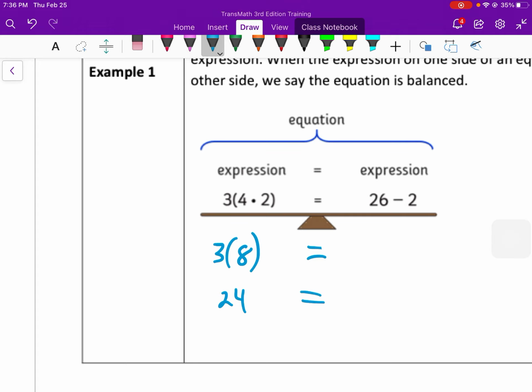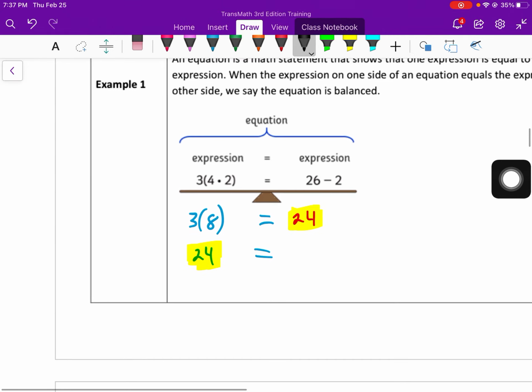Now let's check and see if it's equal on this side. Our final answer is 24, so we should get 24 on this side for it to be balanced. 26 minus 2, the difference will be 24. So those are equal. They're both equal to 24. So for this equation, both sides are equal. They are balanced.